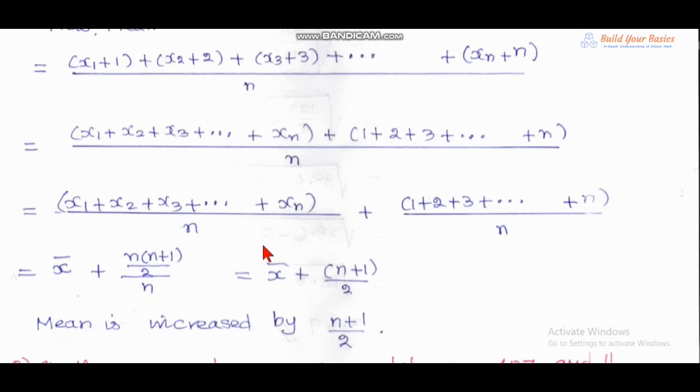The first term is x bar. x1 plus x2 plus x3 dot dot dot plus xn whole divided by n is nothing but x bar plus 1 plus 2 plus 3 dot dot dot plus n, which is the sum of first n natural numbers, that is equal to n into n plus 1 by 2 whole divided by n, that is x bar plus n plus 1 by 2. Hence the mean is increased by n plus 1 by 2. That's all.